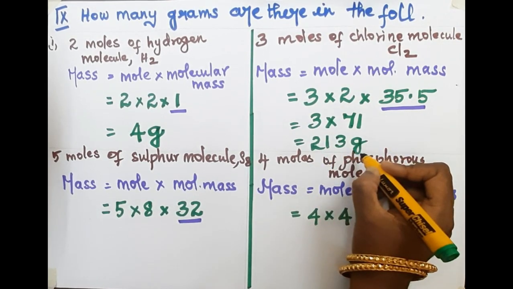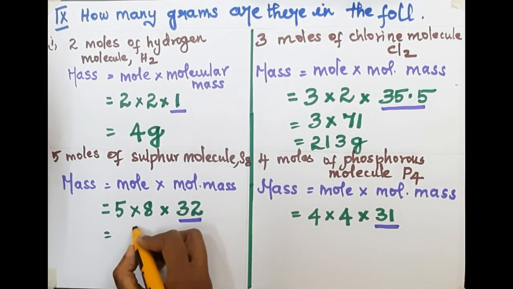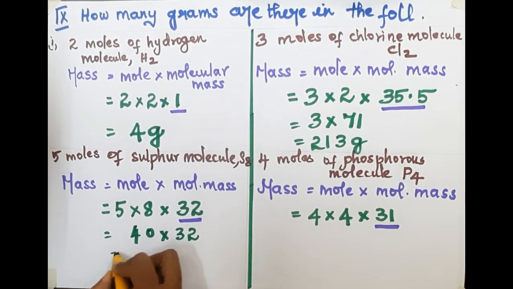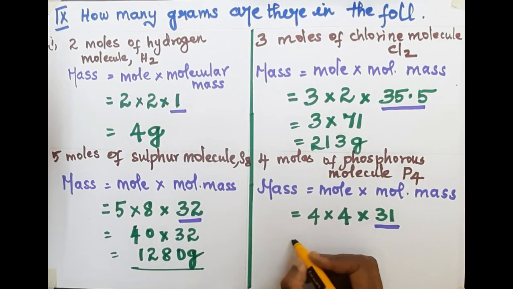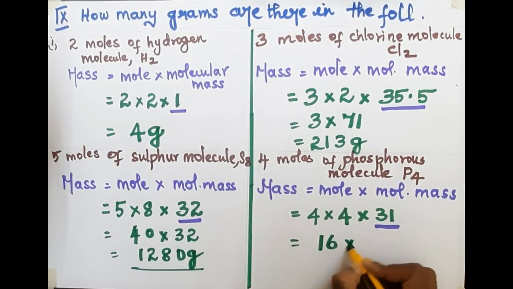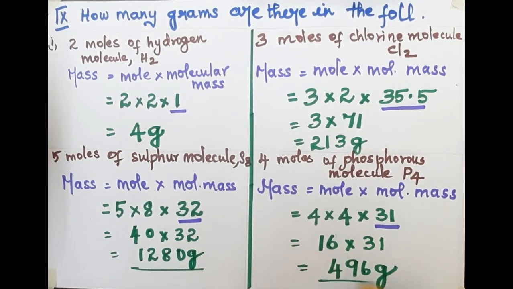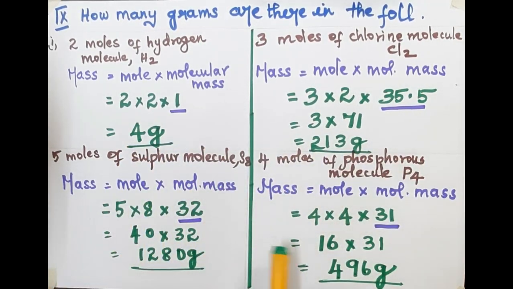213 gram. Now, see here children. 40 into 32. So what is the answer, children? It is 1280 gram. And see here children, 16 into 31. That is equal to 496 gram. So this is a very easy question, children.